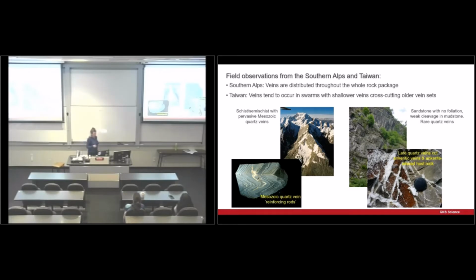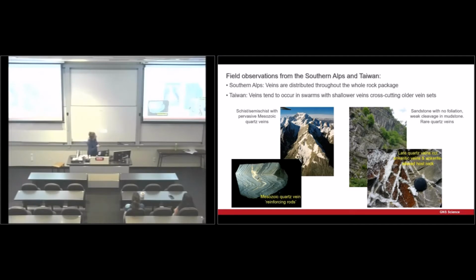So, there's another difference between Taiwan and the Southern Alps, which was quite interesting, and it goes back to the material properties. And that's that in the Southern Alps, the veins are distributed right throughout the rock package, whereas in Taiwan, they were really, really focused. So we were driving through the ranges and we'd see kilometres and kilometres of sandstones where there were really no veins, and then we'd find these areas where there were just lots and lots of veins, in swarms. The younger ones were cross-cutting the older ones, so it was like they were concentrated into this region.